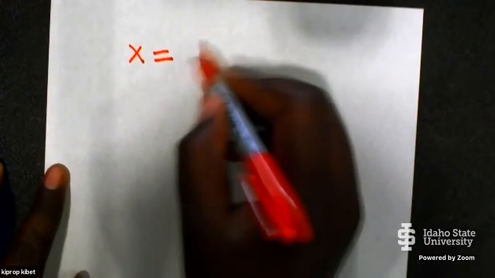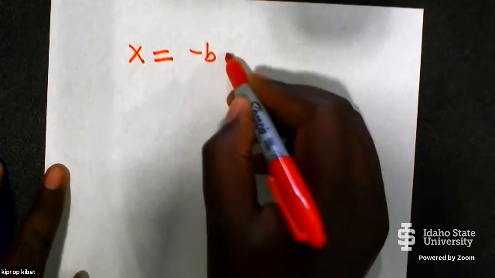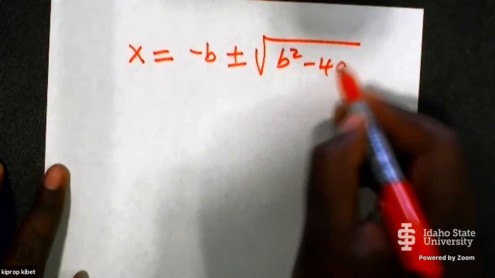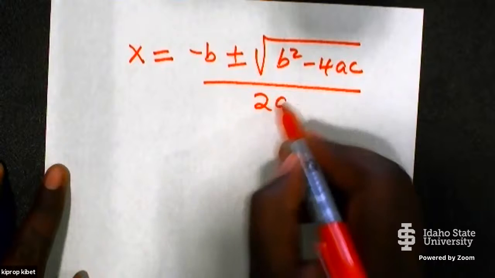Okay, now how can we use a quadratic formula to solve a quadratic equation? So our quadratic formula is of this form. We know that it is x equals minus b plus or minus the square root of b squared minus 4ac, all over what? 2a.